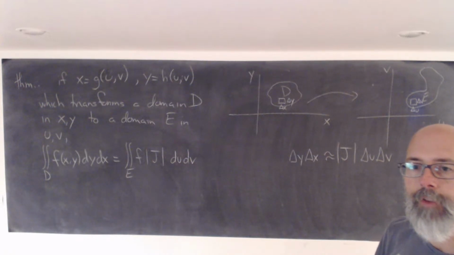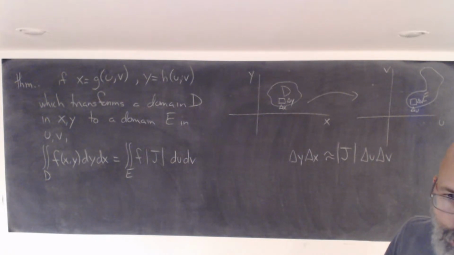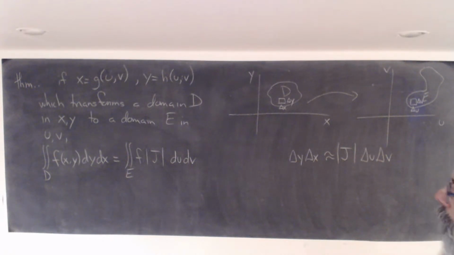Yining is asking if the area always stays in the same quadrant. Of course it does not. It does not. This is just a general picture of what's happening that geometrically describes what the Jacobian actually is.